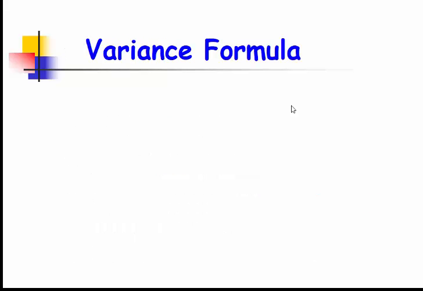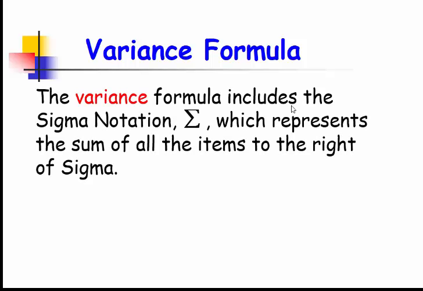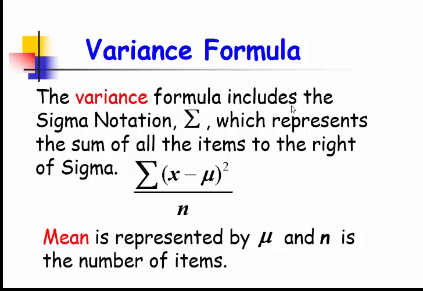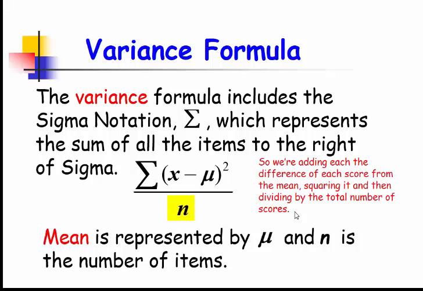Now, this is going to look a little hefty, but let's process together. It includes sigma notation, which is all the items to the right of the sigma. Remember, mean is represented by mu, and n is the number of items. So I'm taking the item, the score that I had, subtracting the mean, squaring it, and then adding all of those up and dividing by n. We're adding each difference of each score from the mean, squaring it, and dividing by the total number of scores. This is finding the average of the squared deviations of the mean.